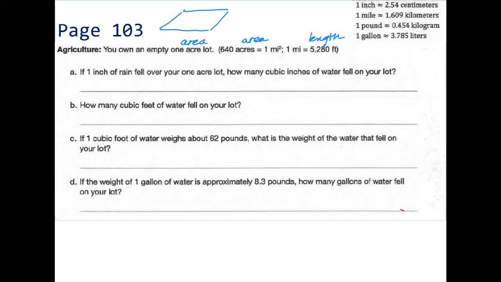It says if 1 inch of rain fell over your 1 acre lot, how many cubic inches of water fell on your lot? And you can't just say, a lot fell on my lot. Okay, 1 inch of rain. Then it says, how many cubic inches? What are we talking about here if we're talking about cubic inches? We are talking about length, area, or volume? Volume, yes. So we're talking about volume here.